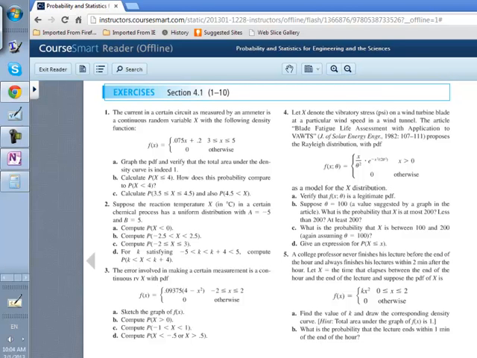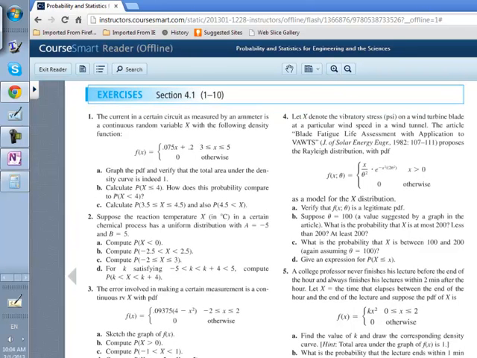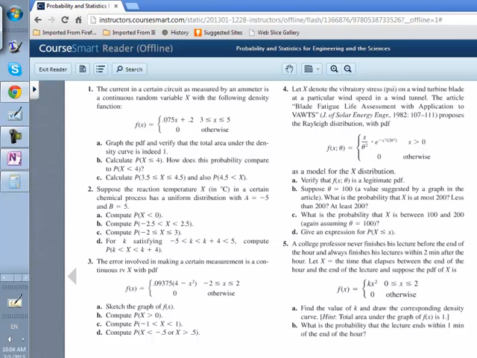A college professor never finishes his lecture before the end of the hour and finishes the lecture within 2 minutes after the hour. And let x be the time that elapses between the end of the hour and the end of the lecture. And suppose that the PDF of x has this form. So you see that the PDF here is given with a parameter k, and that doesn't automatically make it a PDF.